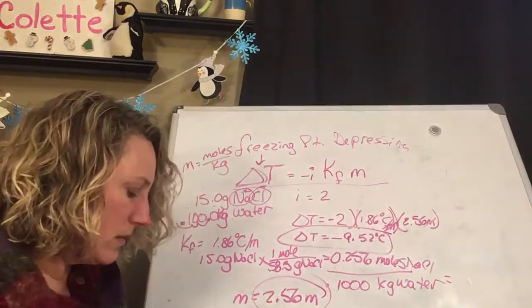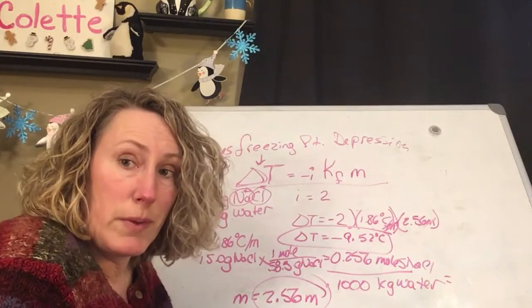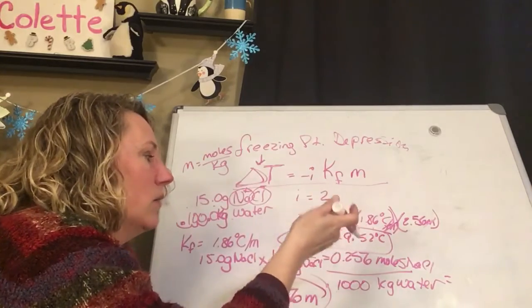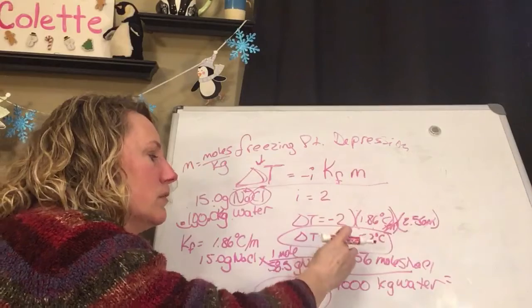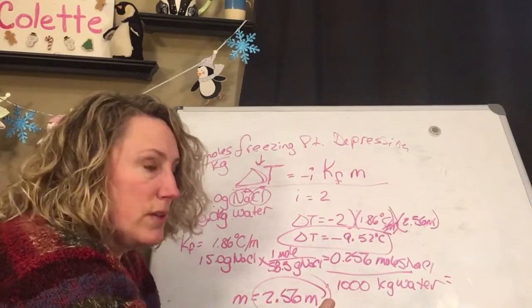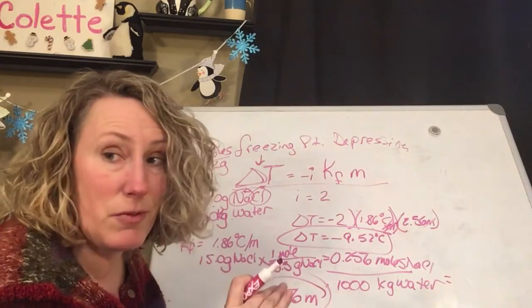Now, if it asked me what the new freezing point would be, I'd have to know that this is water, and water freezes at 0 degrees C. And so this lowers my temperature negative 9.52 degrees C. So my new freezing point would be negative 9.52 degrees C. It would be the same if it's water.